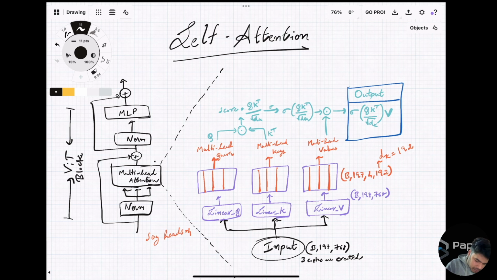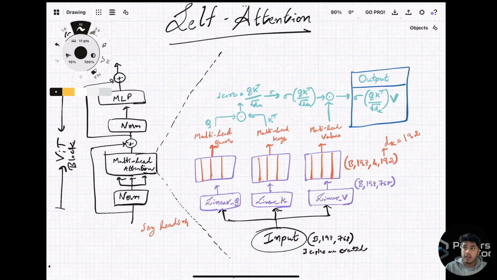Now let's expand this multi-head block and have a look at what happens inside. We understood what's happening: Q, K^T, sigmoid of that gets multiplied with V, and that is the attention output. So that is the output which is coming here, for example.